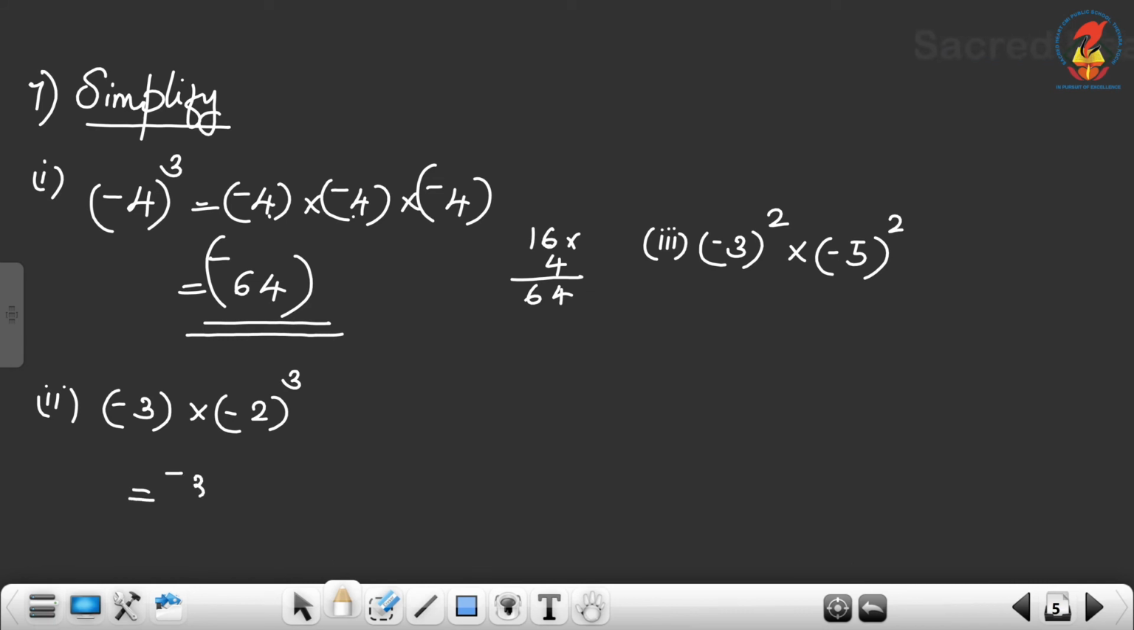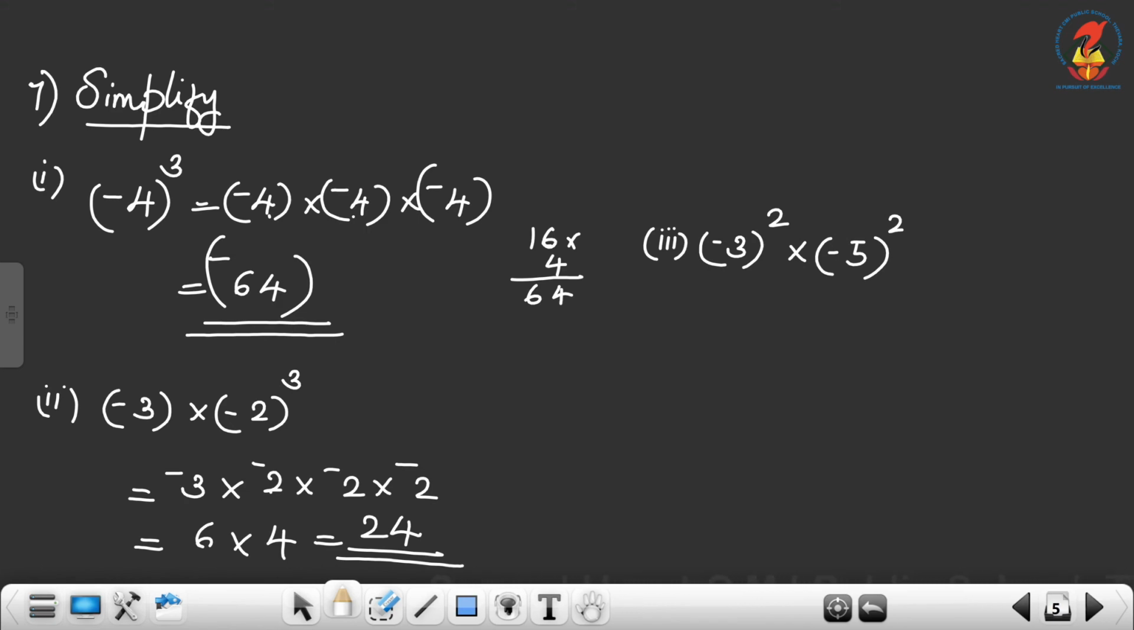Next, negative 3 into negative 2 into negative 2 into negative 2. Negative 2 is multiplied by itself 3 times. Now what will be the sign of the product? How many negative integers are there? 4 negative integers. If 4 negative integers are there, the sign of the product is positive. Therefore 3 2s are 6, 6 2s are 12, 12 into 2, 24.